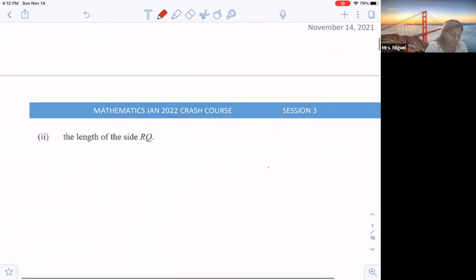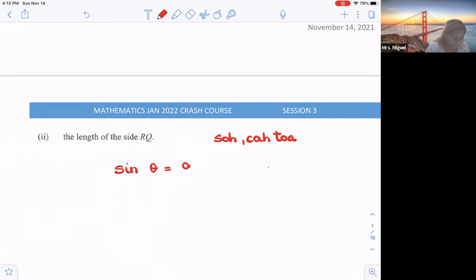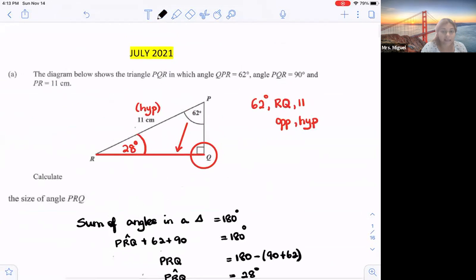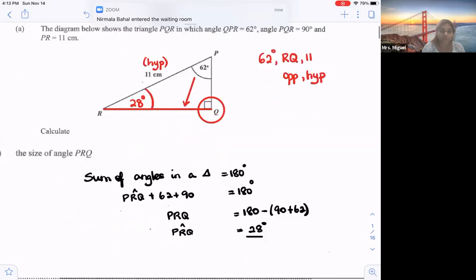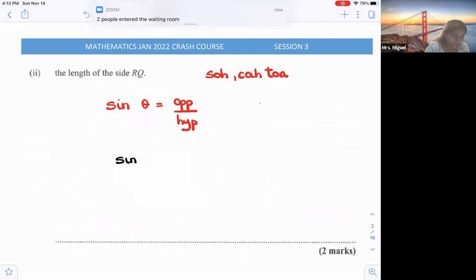So the trig ratios, sine, cosine, tan, SOHCAHTOA. Sine of an angle deals with opposite and hypotenuse. And in our question, we have the opposite side, which is RQ, and we have the hypotenuse. So we are going to use the sine ratio. So sine of 62 is equal to the opposite, which is RQ over 11.